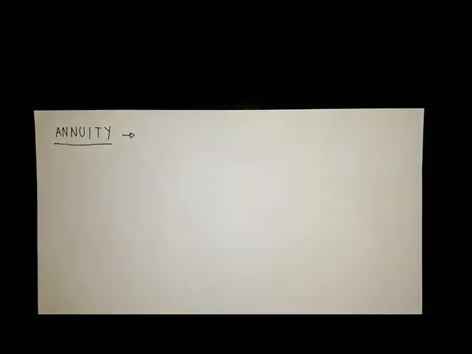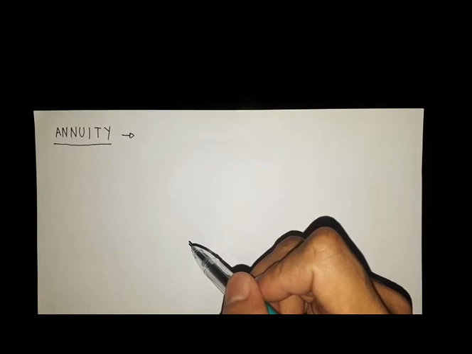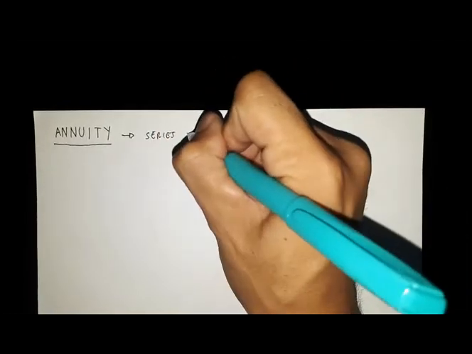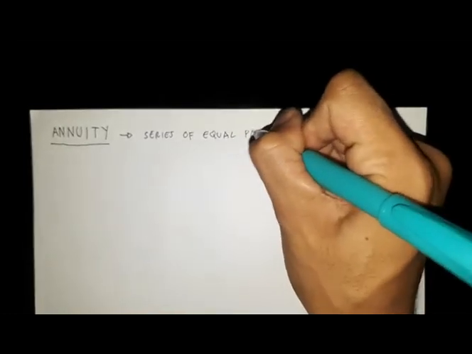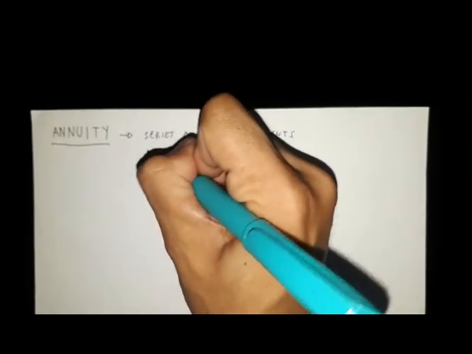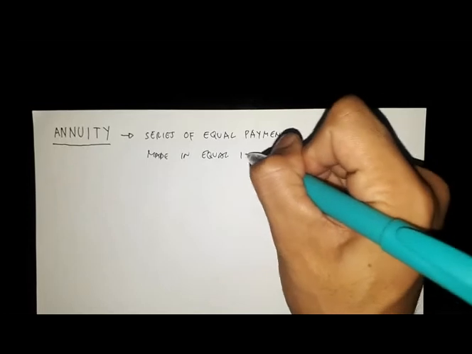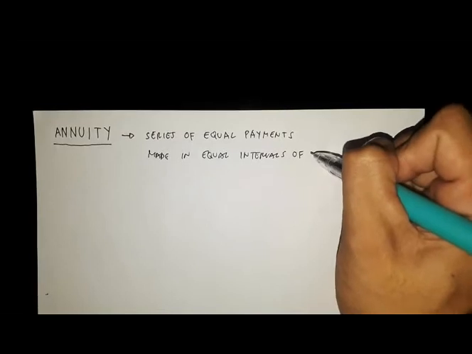An annuity is a series of equal payments made at equal intervals of time. So when we say annuity, we refer to those payments that are made in equal intervals of time.